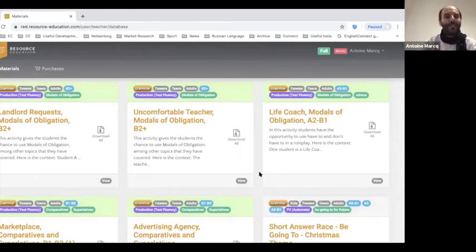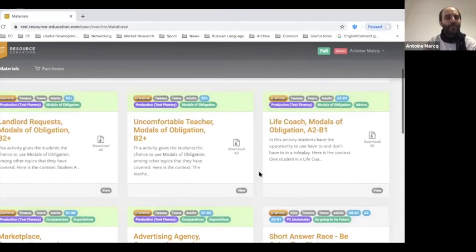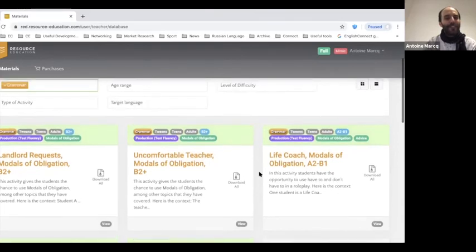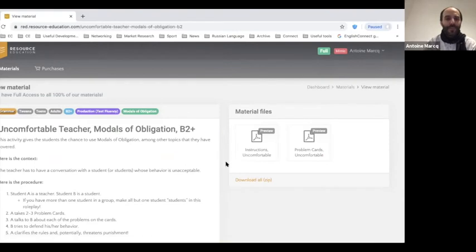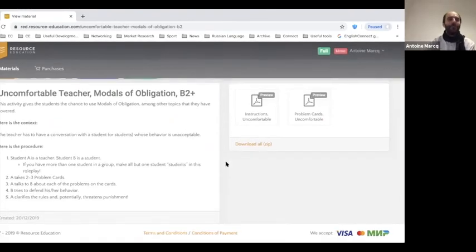Then we added 2 more speaking activities for modals of obligation. They're really, really good fun. You've got uncomfortable teacher and landlord requests. So, uncomfortable teacher. The teacher has to have a conversation with a student or students whose behavior is unacceptable.